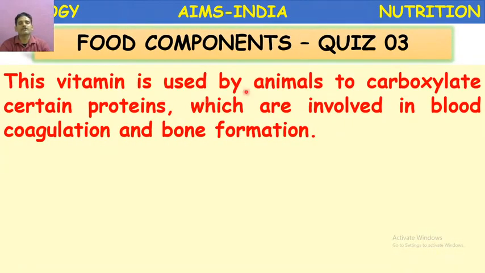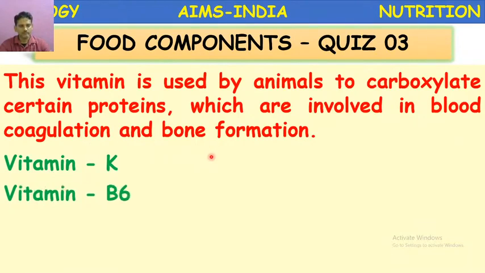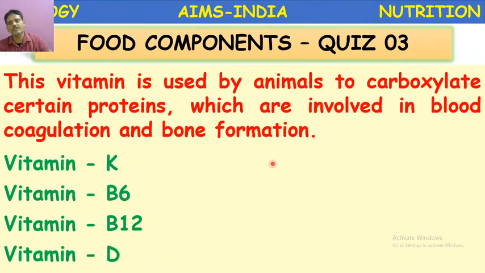This vitamin is used by animals to carboxylate certain proteins which are involved in blood coagulation and bone formation. Carboxylate certain proteins and also involved in blood coagulation, means clotting of blood, and bone formation. Vitamin K, vitamin B6, vitamin B12, vitamin D.